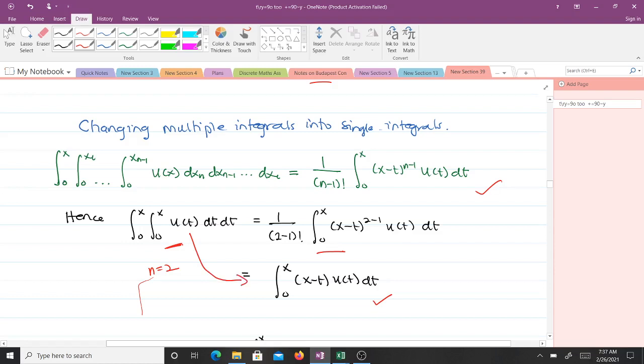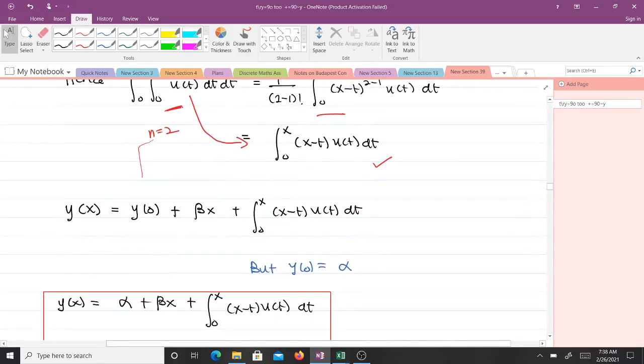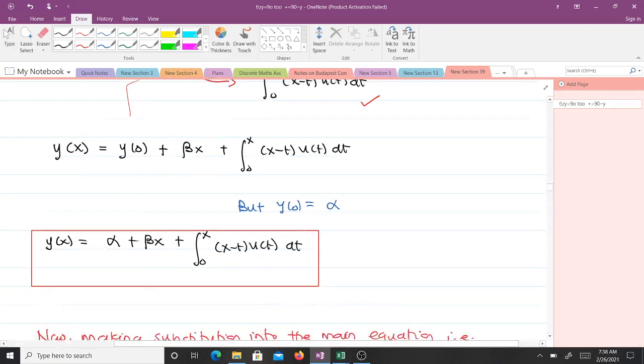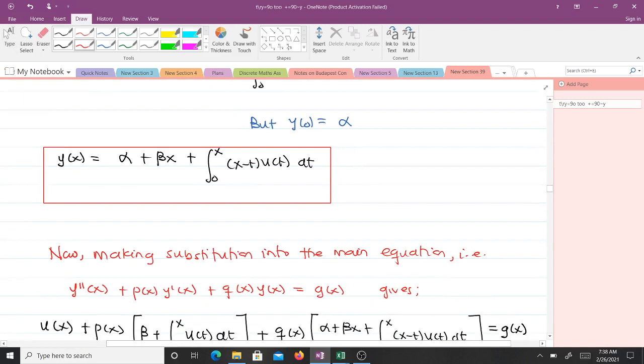So we can substitute that back into what we had. Making that substitution is going to give us y of x will be equal to y of 0 plus beta x plus the integral from 0 to x of (x minus t) u of t dt. But note that y of 0 is equal to alpha. So making that substitution is going to give us y of x to be alpha plus beta x plus the integral from 0 to x of (x minus t) u of t dt.